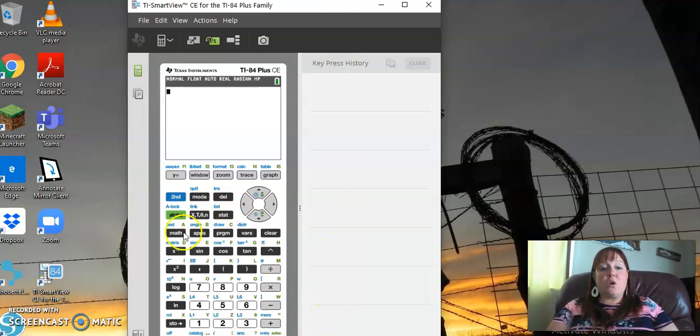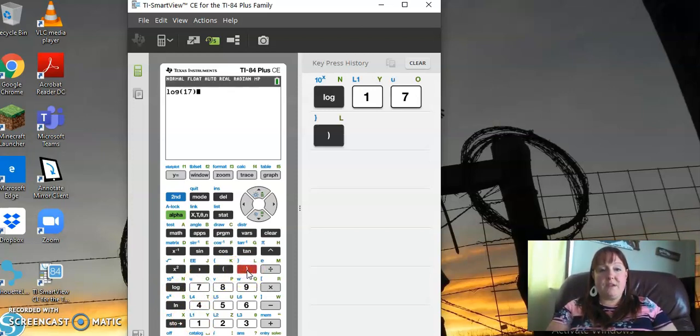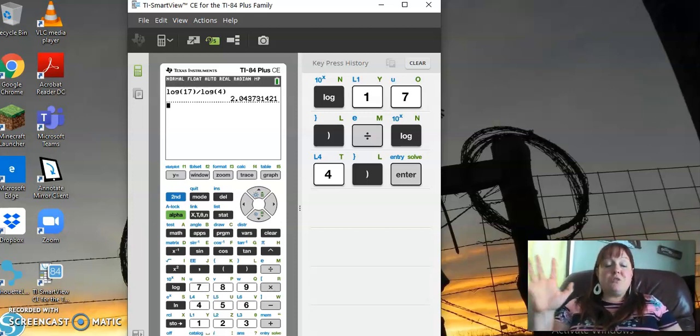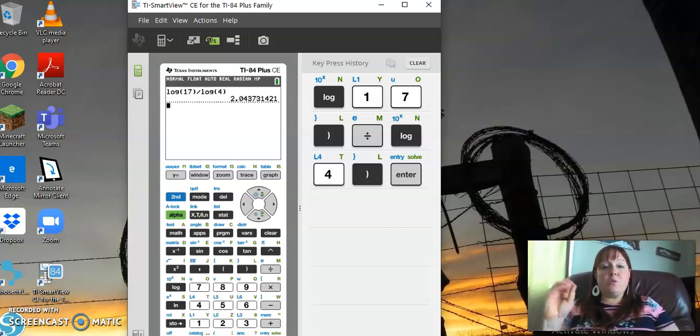Okay, so to do this, we're going to push log of 17, parentheses, divided by log of 4, parentheses, okay, and we push enter, and we get 2.043731421. Now remember, our calculator keeps lots more digits than it actually shows, so we don't want to just write this number down and say, oh, that's the answer. We want to keep this number in our calculator, and we want to check it.